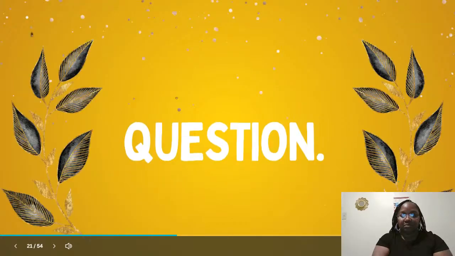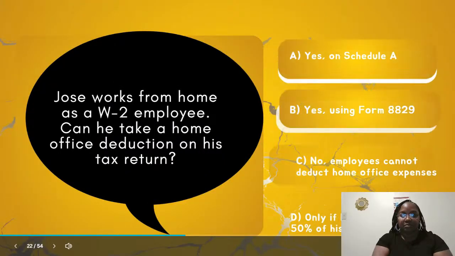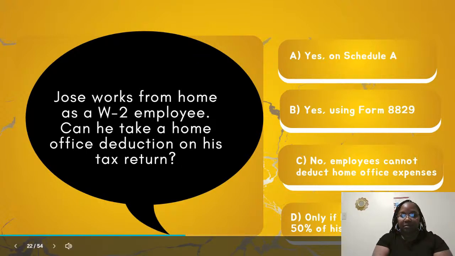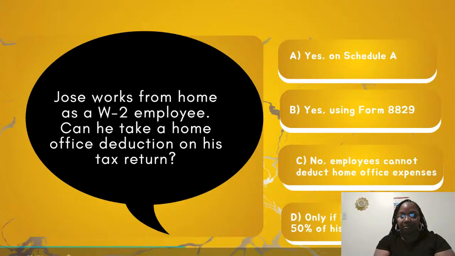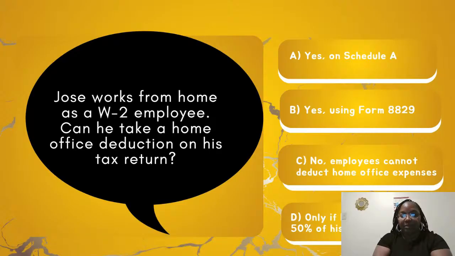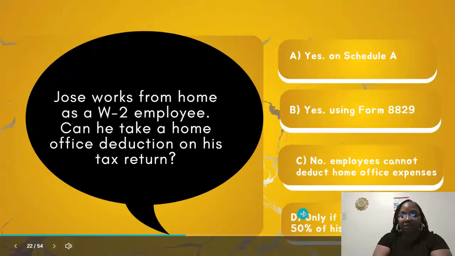Question. Jose works from home as a W-2 employee. Can he take a home office deduction on his tax return? A. Yes, on Schedule A. B. Yes, using Form 8829. C. No, employees cannot deduct home office expenses. D. Only if he works more than 50% of his time from home. So Jose works from home. He's a W-2 employee. The question is, can he take a home office deduction on his tax return?